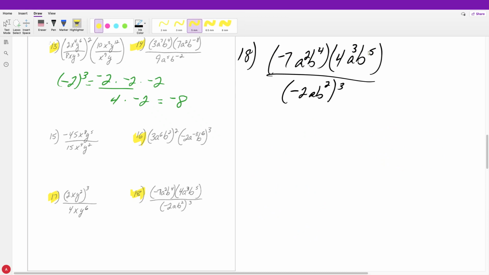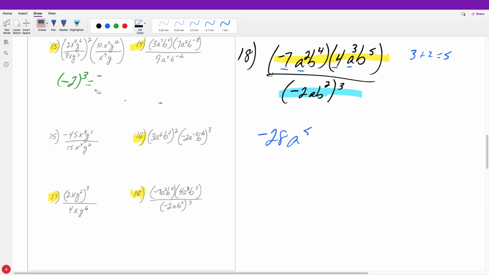All right, so for this one, I'm going to simplify my numerator and my denominator separately, but at the same time. So I'm going to just go ahead and multiply. Well, -7 times 4 will give me -28. A squared times a cubed, well, 3 plus 2 gives me 5, so it's a to the 5th. Let me erase this in case I need the space. And b to the 4 times b to the 5th, well, 4 plus 5 is equal to 9, so I have b to the 9th.